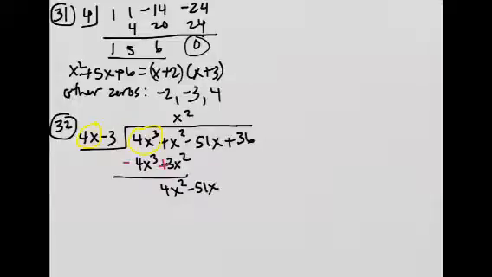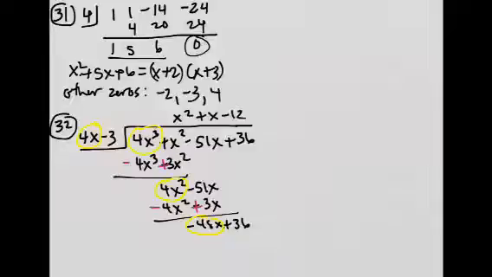And again, continue to compare leading term with leading term. So 4x times what gives you 4x squared? So that would be x. So we multiply. We're going to subtract, so add the opposite. And so that leaves me with negative 48x, bring down the 36. And 4x times what gives you negative 48x? So that would be negative 12. So we multiply negative 48x plus 36.